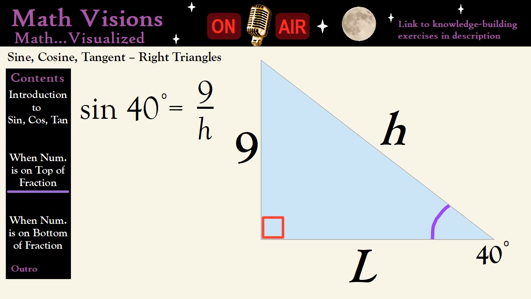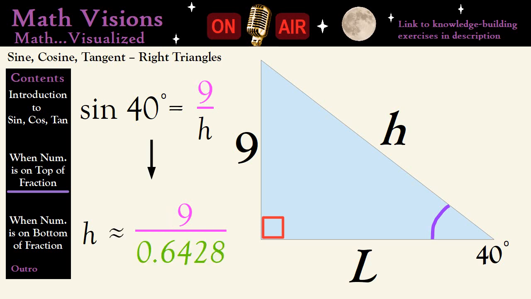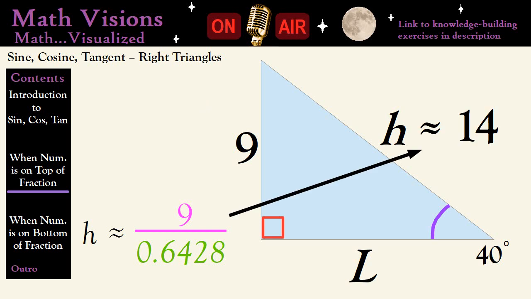Our next objective is to get h on one side of the equal sign by itself. Since our fraction has a number on top, we can switch the places of h and sine 40, and our new equation reads as h equals 9 divided by sine 40. Now sine 40 is 6,428 10,000ths rounded to the fourth digit, so the hypotenuse is approximately 9 divided by 0.6428, which works out to about 14.